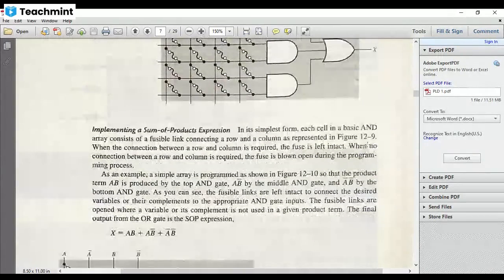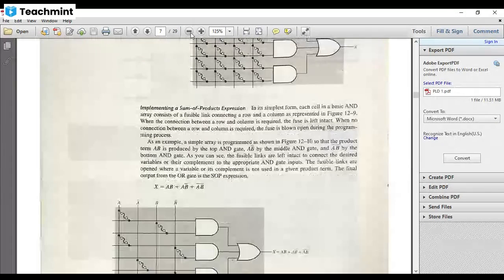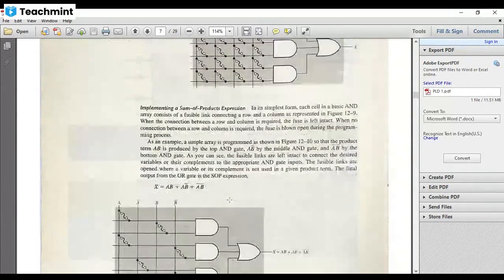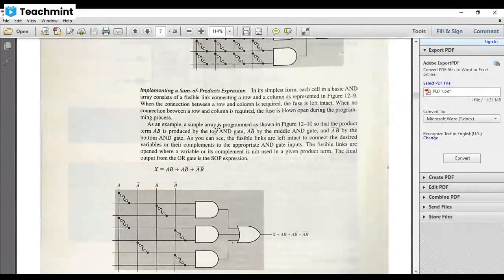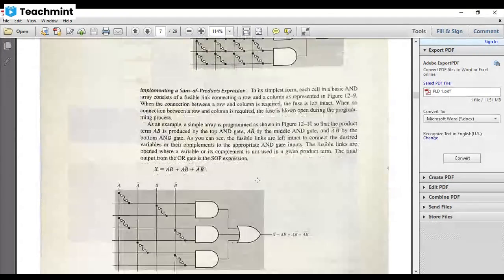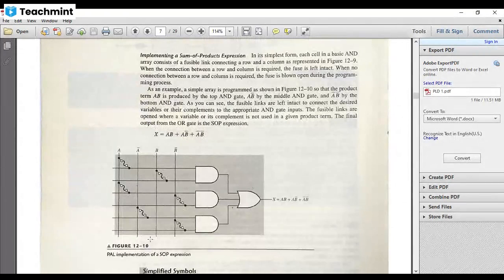So depending upon your need, we have to burn these links, and we get the expression at the output. Suppose we require the expression x equals AB plus AB bar plus A bar B bar as an output. How can we implement this sum of the product in this PAL structure? After programming, the unprogrammed AND array will look like a programmed AND array for this sum of product equation.